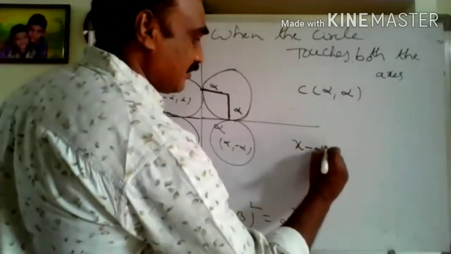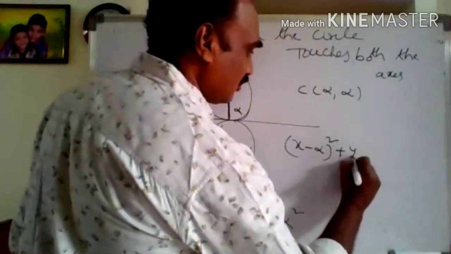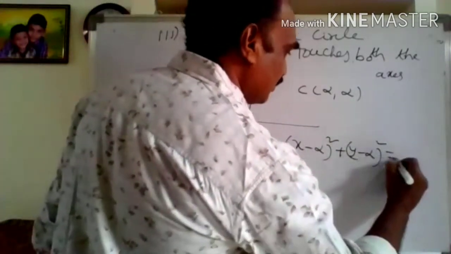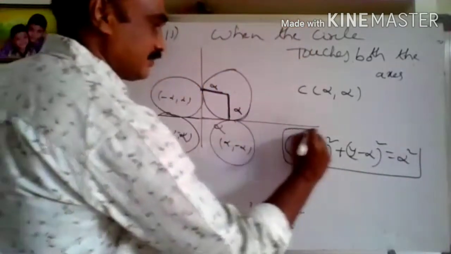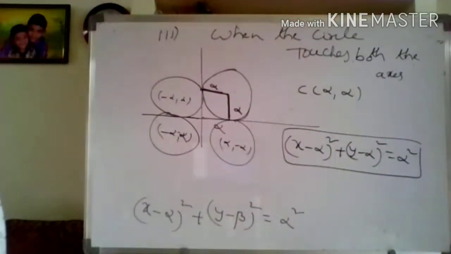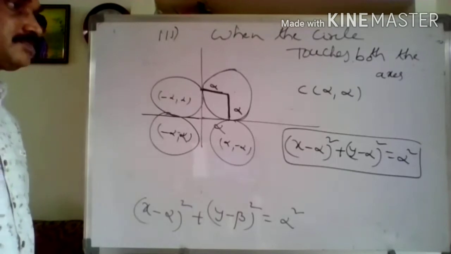The circle equation is (x minus h) whole square. So (x minus alpha) whole square plus (y minus alpha) whole square is equal to alpha square. This is the circle equation when it touches both the axes.